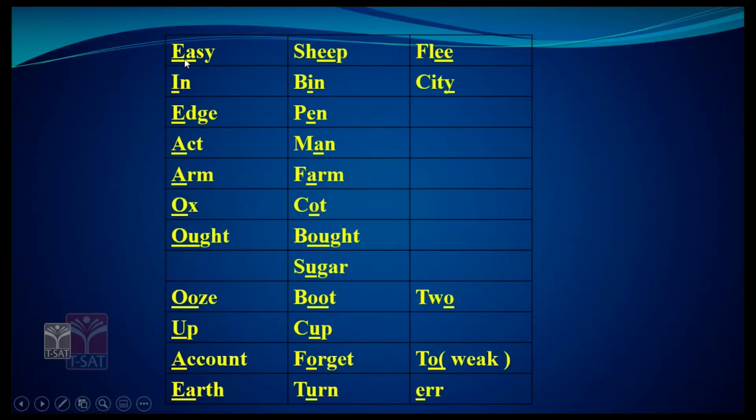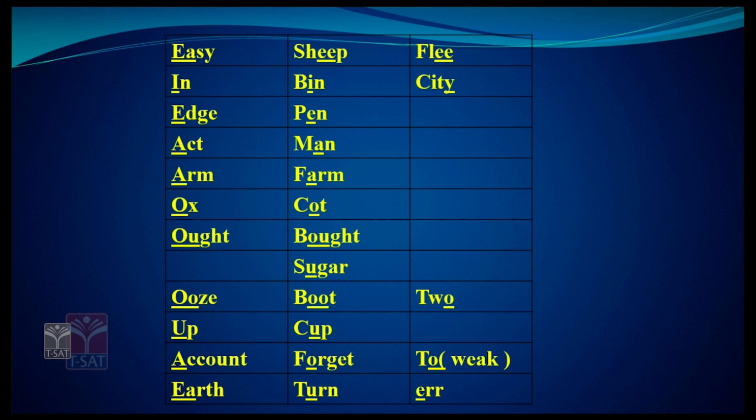So we can have some practice here. i: as in easy, sheep, flea. ɪ as in bin, city. e as in edge, pen. æ as in act, man. ɑ: as in arm, farm.